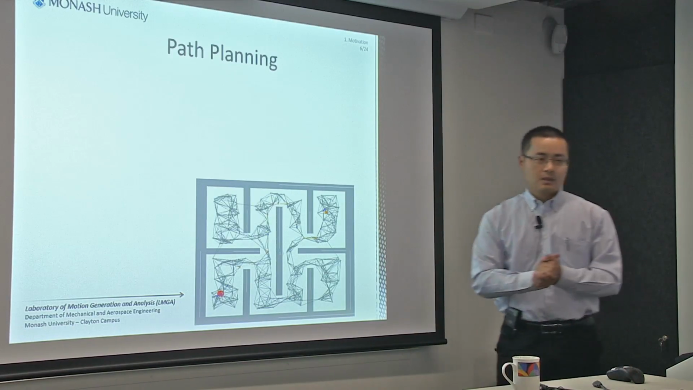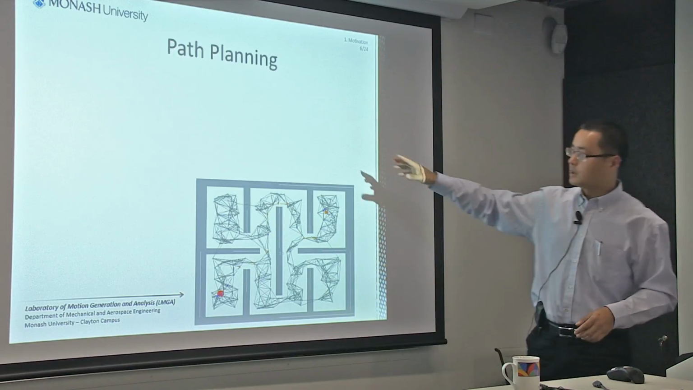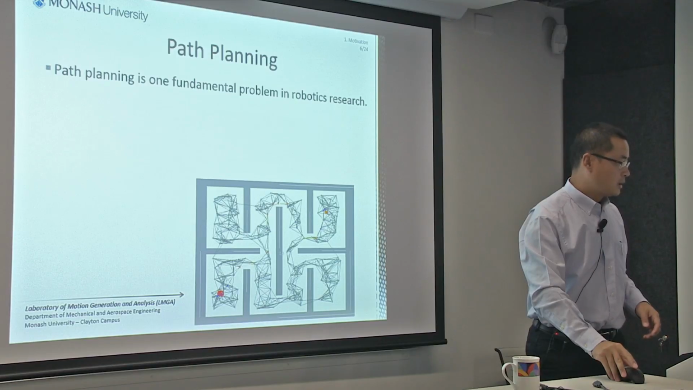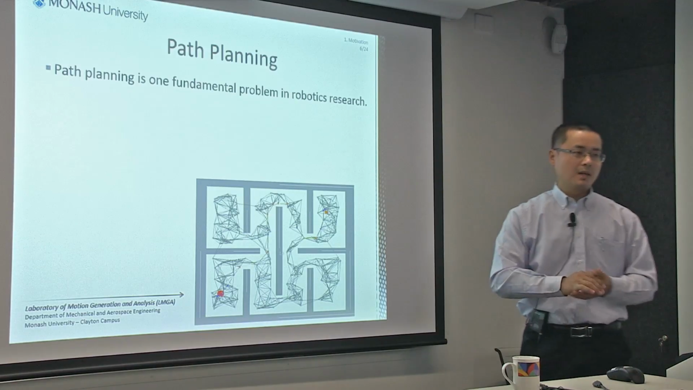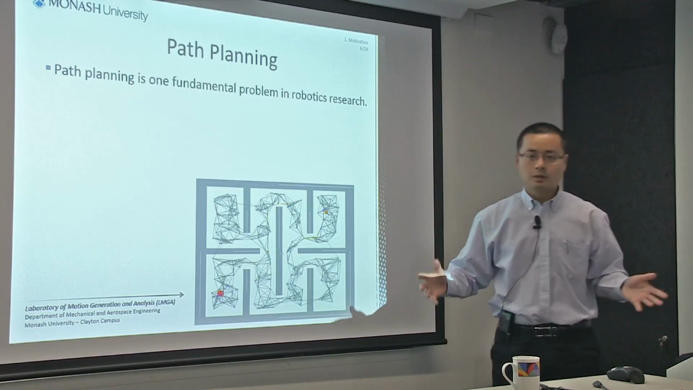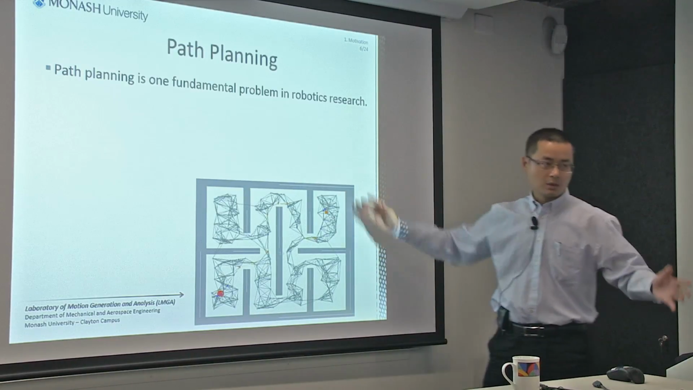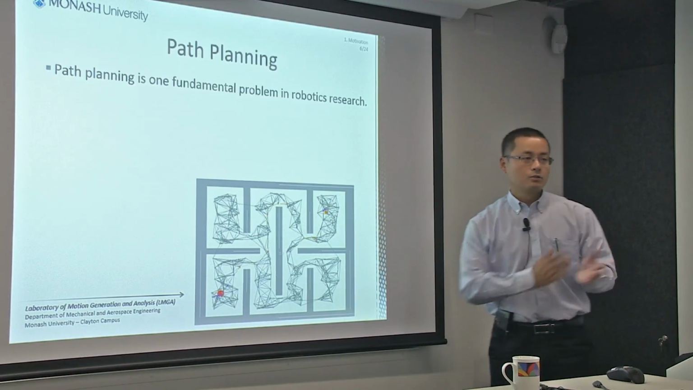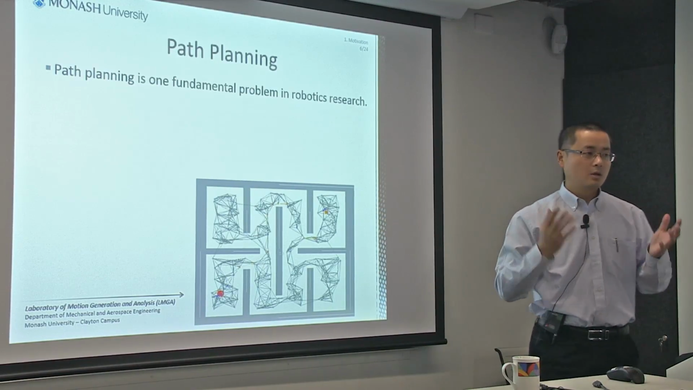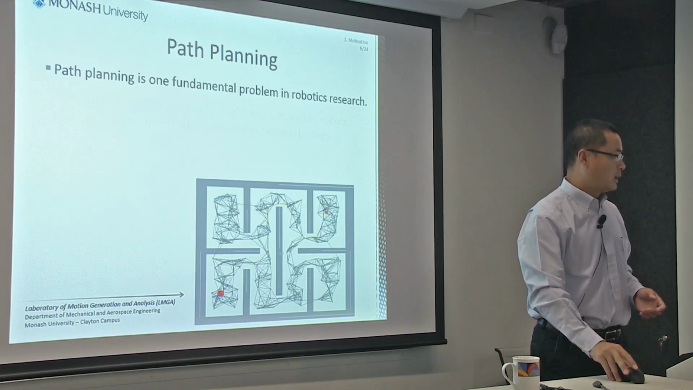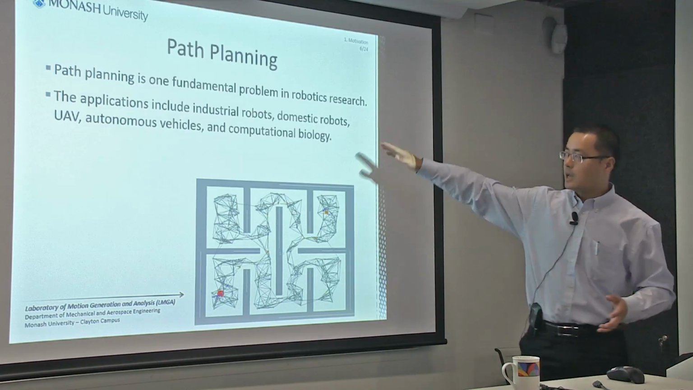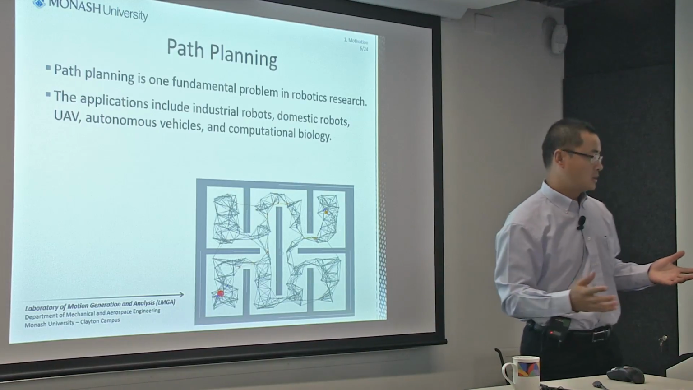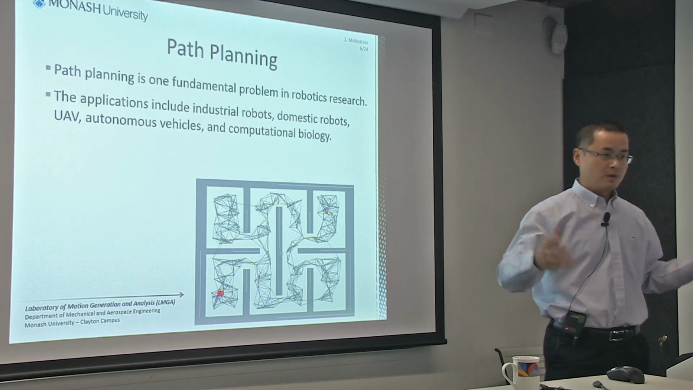My first problem is about path planning. Probably you know that path planning in robotics is a very fundamental problem. Basically, you have a workspace, and you want the robot to walk from one position to another position and avoid all these obstacles. So how can this robot do it? There are different methods. The application is enormous. It is almost everywhere: industrial robots, domestic robots, UAVs, etc.